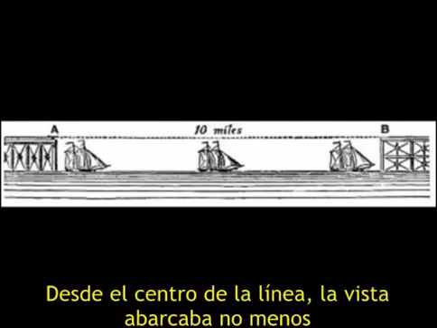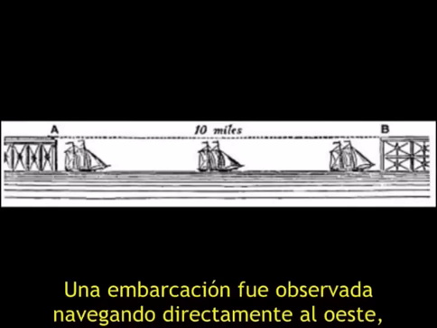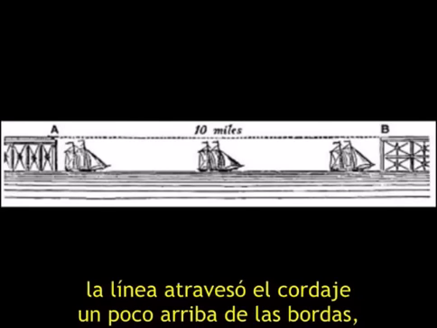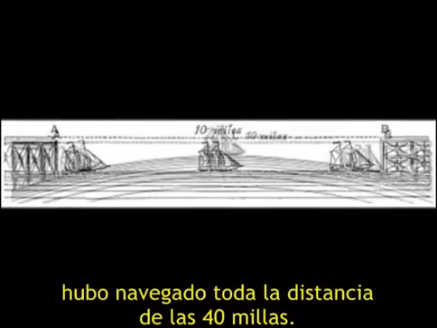From the center of the line, the view embraced not less than 20 miles on each side, making a distance of 40 miles. A vessel was observed sailing directly westwards. The line cut the rigging a little above the bulwarks, which it did for several hours or until the vessel had sailed the whole distance of 40 miles.